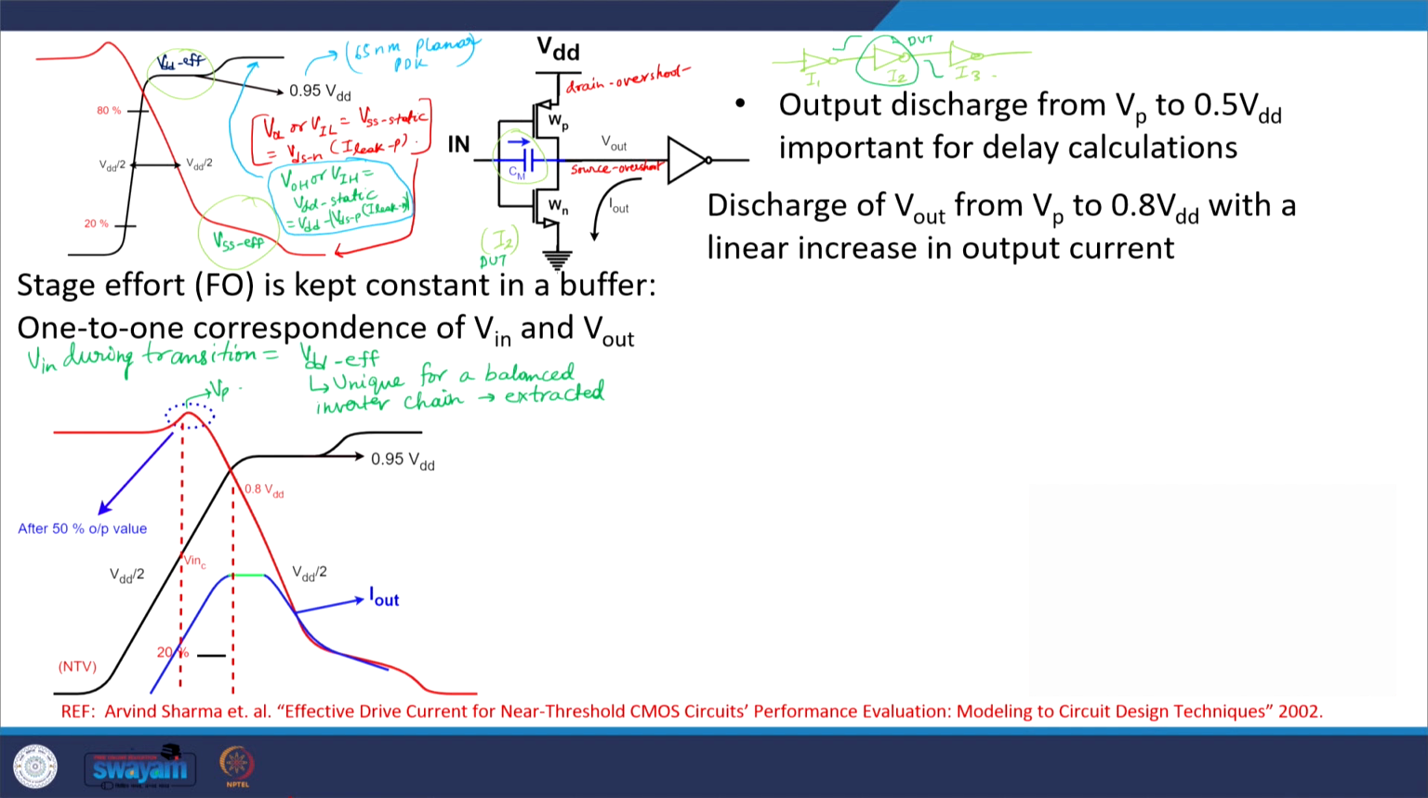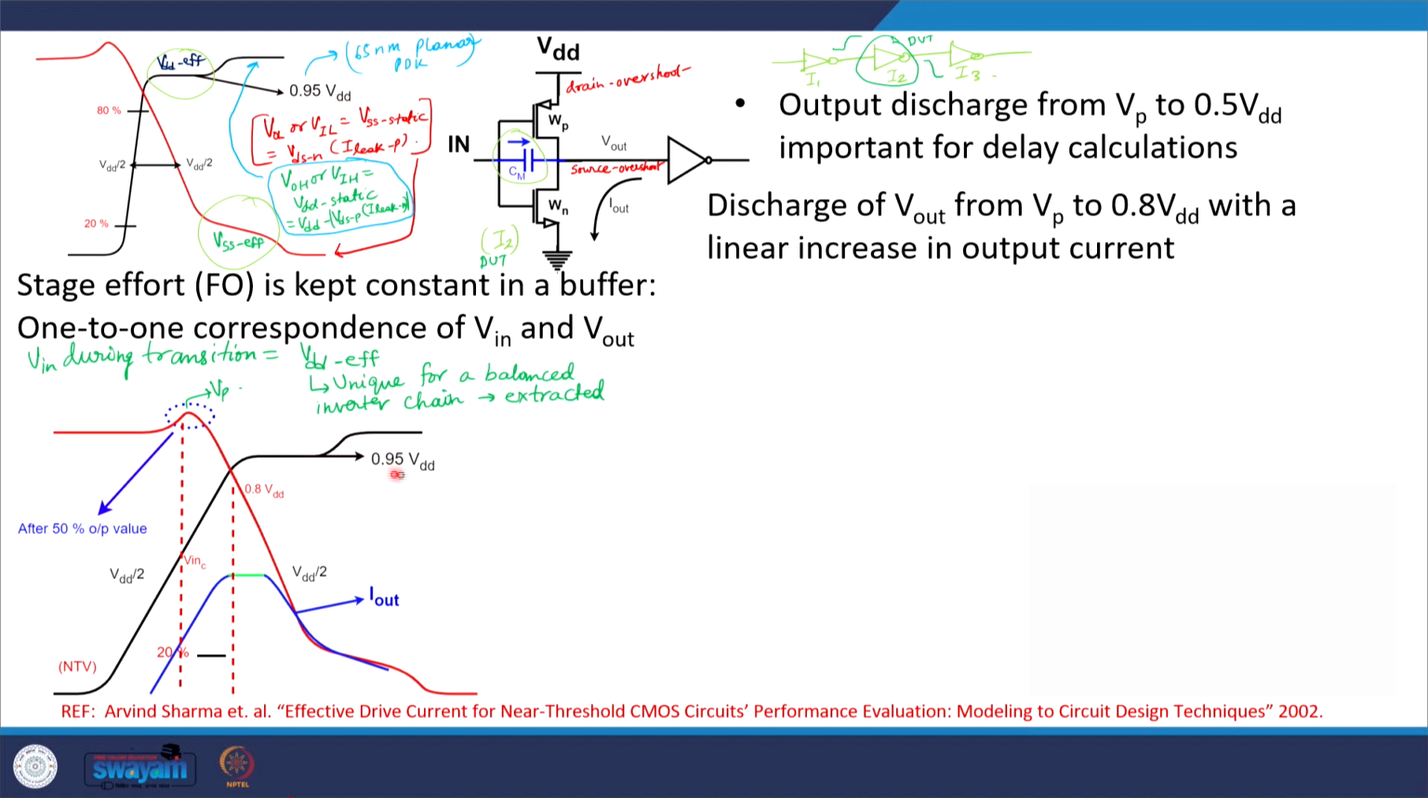As we had discussed, because of the coupling between the input and output nodes, there is a voltage that you see during the transition. This is the input transition, this is the output transition. So, during the output transition, the effective value of the gate voltage V in that you see is smaller than VDD. In fact, it is smaller than the VDD static that we had discussed. So, it is even smaller than that.